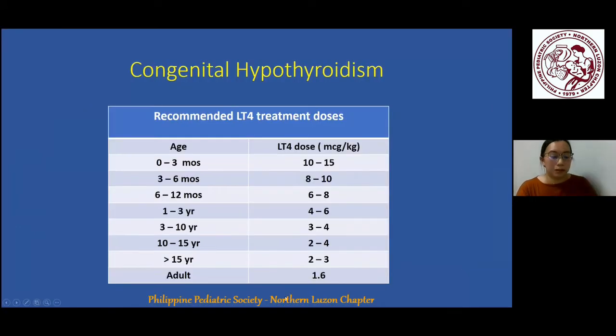Okay, continue. These are the recommended levothyroxine treatment doses. These are the age ranges, and these are the levothyroxine doses. For 0 to 3 months, we give levothyroxine at 10 to 15 microgram per kilogram per day. 3 to 6 months at 8 to 10, 6 to 12 months at 6 to 8, and so on. For adults, we give 1.6 microgram per kilogram per day.